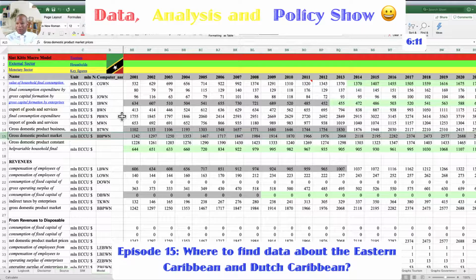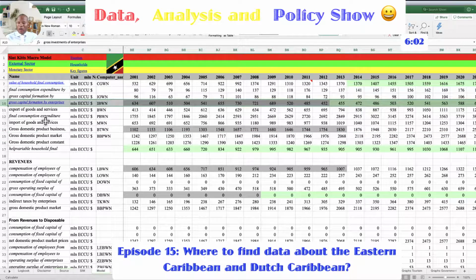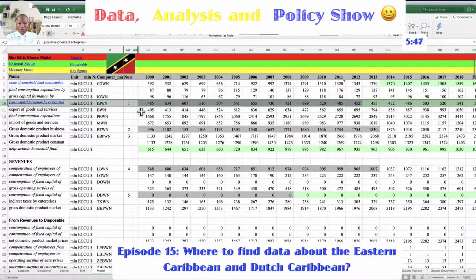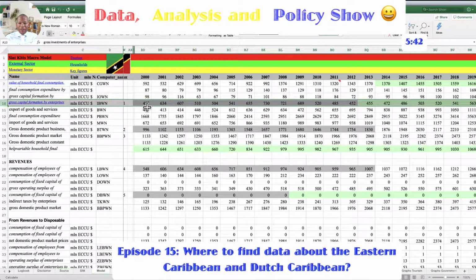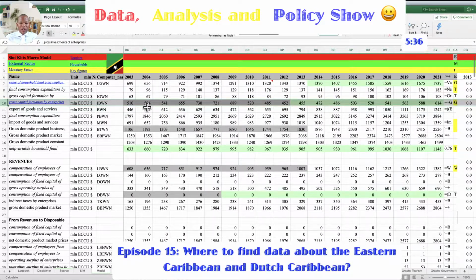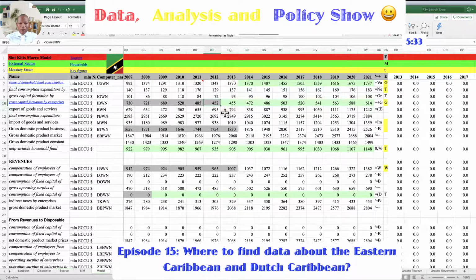So now, St. Kitts and Nevis. Gross domestic product. No, did I say gross domestic product? I wanted to look at the total investments in St. Kitts and Nevis. The total investments are called gross capital formation by enterprises, because investments are capital formation. And then let's look at the data from 2000. You see 2000, we have 485 million in total investments. That's for the whole country. The latest official data that we have is 2012.